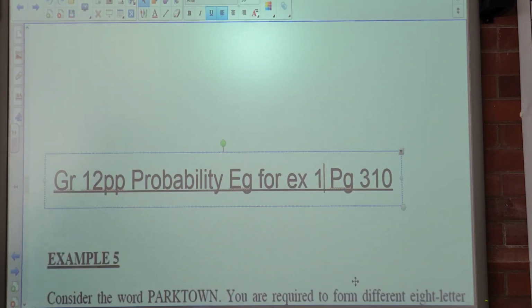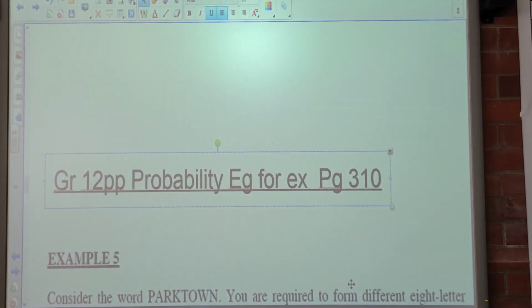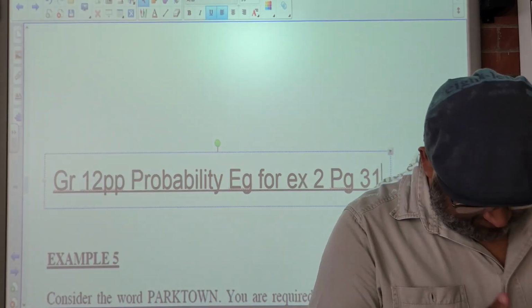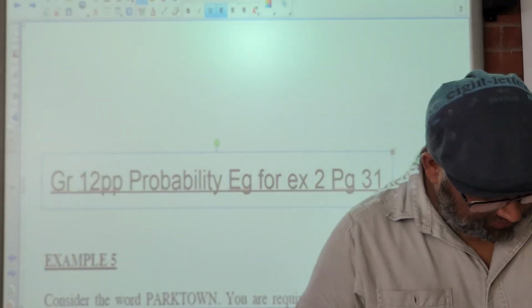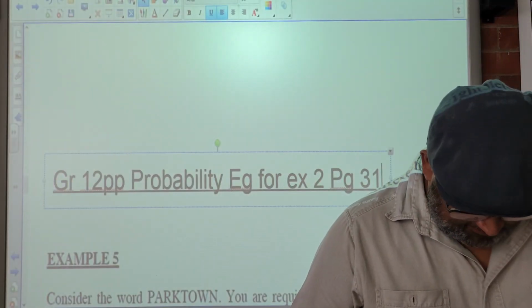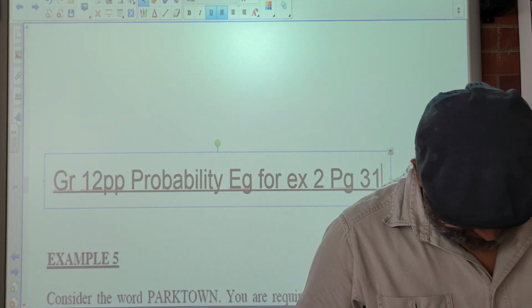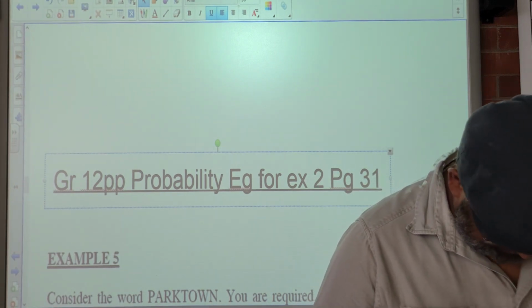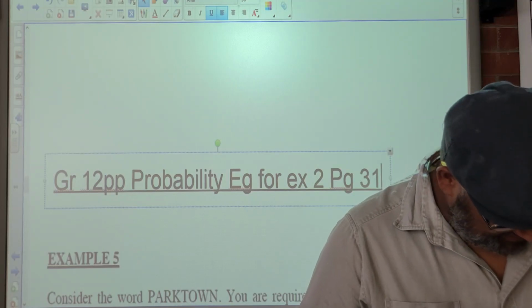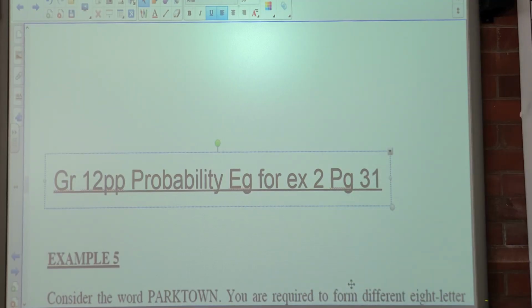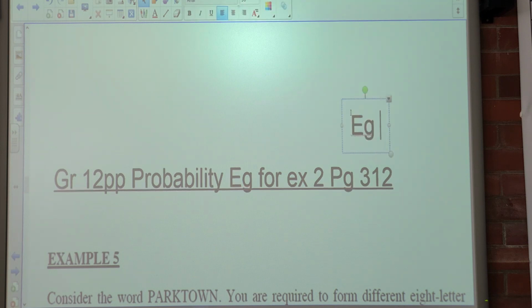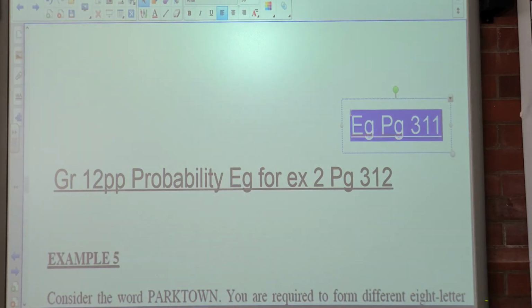We're looking at examples for exercise 2 now. Exercise 2 is on page 312, however the examples are on page 311.